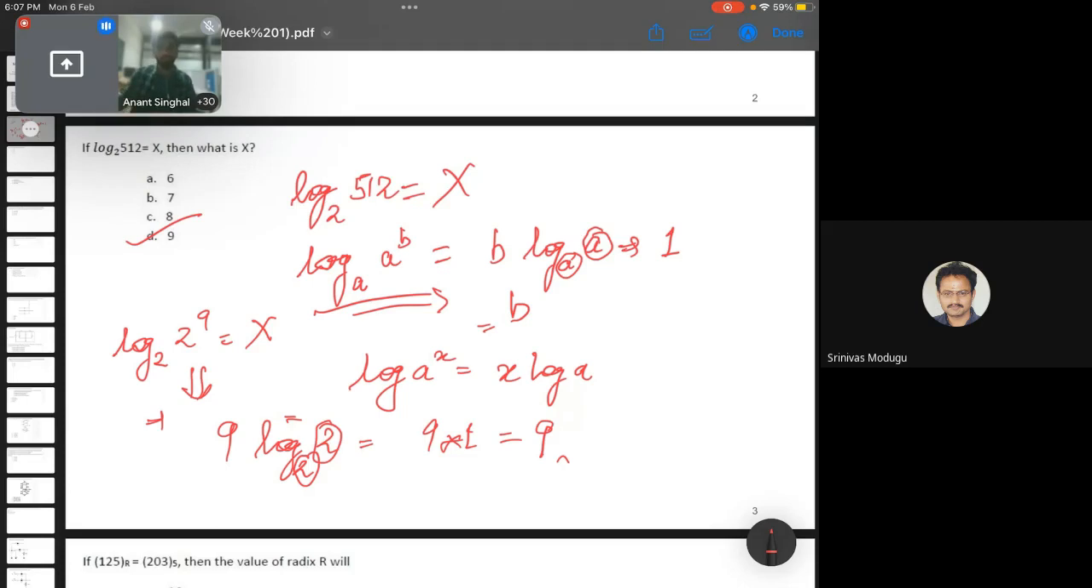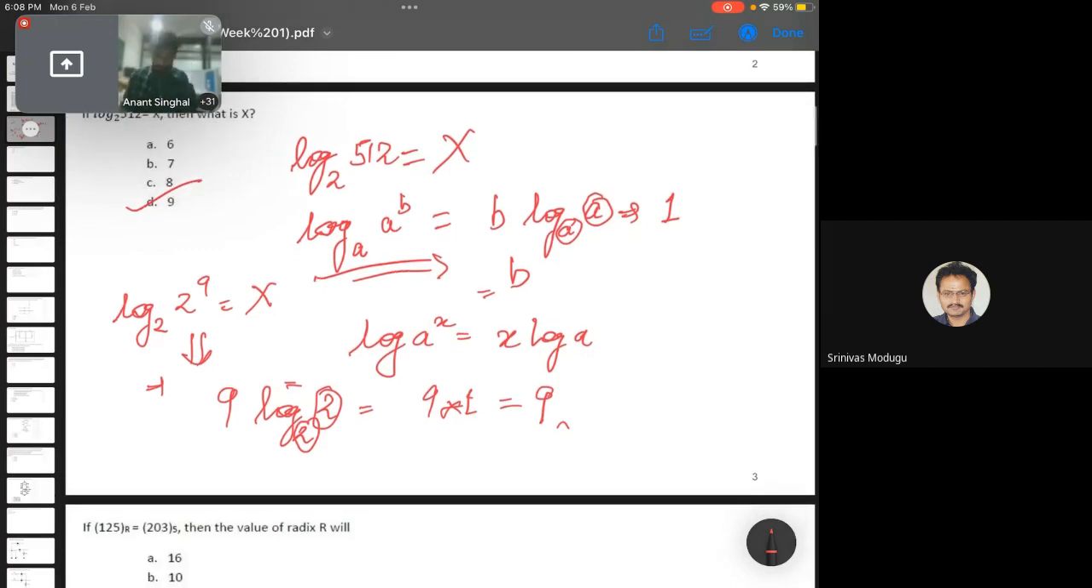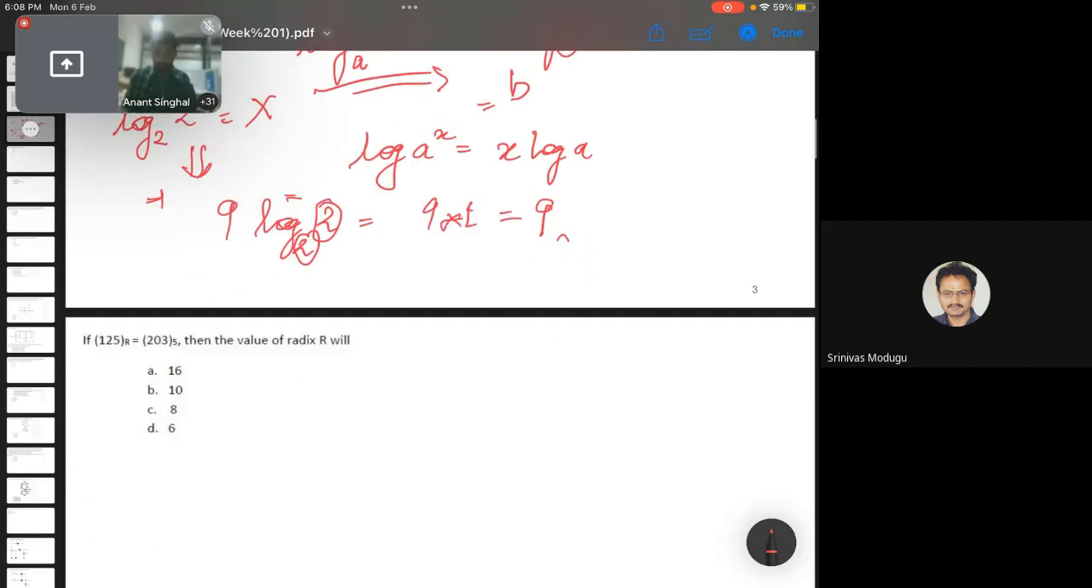If someone has any doubt, please raise your hand, and please avoid opening your microphones and camera in between. You can chat and you can raise your hand if you have any doubts. Is anyone having any doubt in this question? Please confirm by typing it in the chat box. Okay.